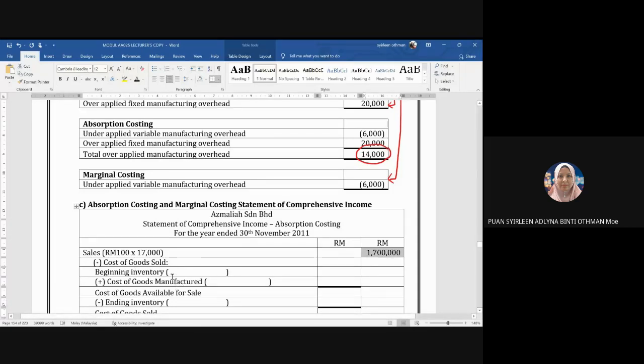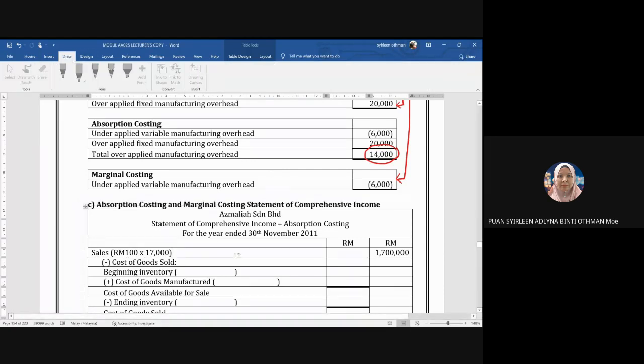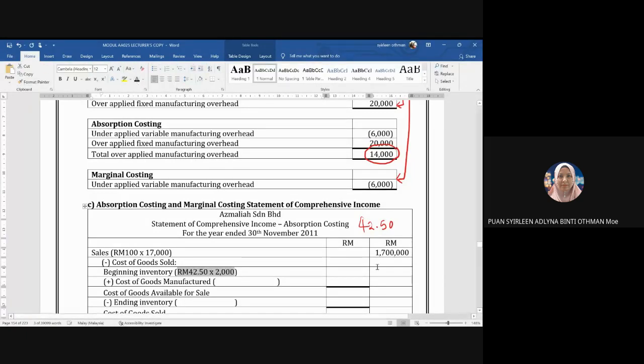Beginning inventory. Kalau awak guna absorption ya, costing you guna ialah RM42.50. Kena ingat untuk absorption kita akan guna RM42.50. We are going to use RM42.50 in our costing. So beginning inventory, kalau tengok dalam soalan, tengok actual data. The beginning inventory unit ialah 2,000 darab RM42.50. So awak punya beginning inventory is 85,000.